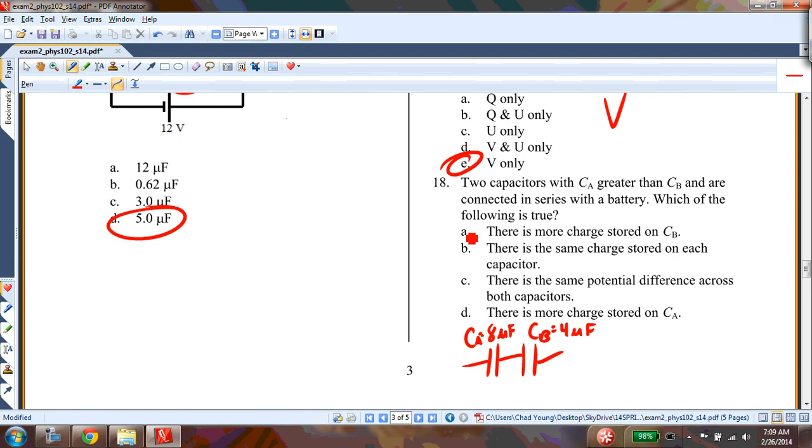Let's look at the others. There's more charge stored on CB. That can't be true because they're in series, they have the same charge. There's the same charge stored on each capacitor. Right, that's a true statement.